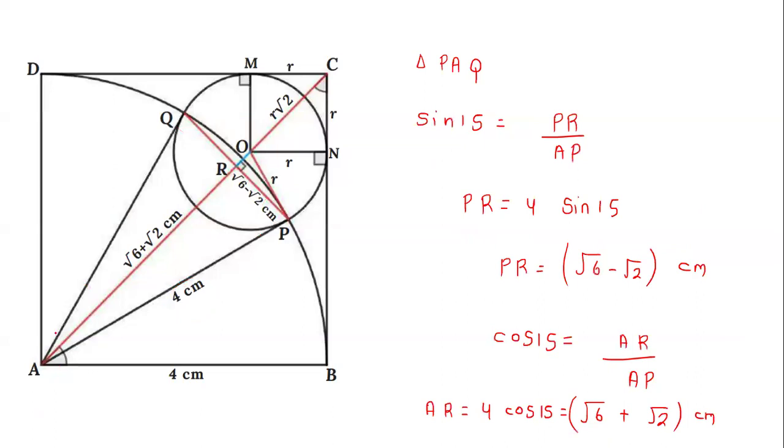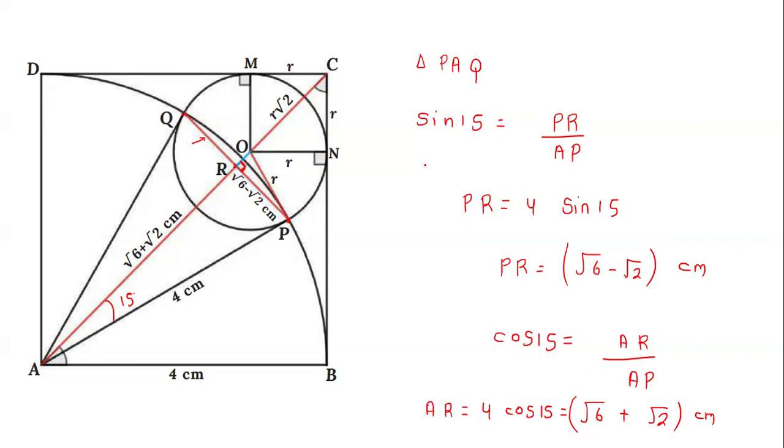Now you look at the triangle PAQ. P and Q are points on the circle. I also joined them by this straight line. So you look at the triangle PAQ, you know this angle is 15-degree, and here this angle is 90-degree, this 90-degree at the point R. So this is a right angle triangle.